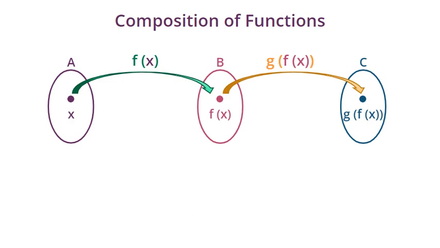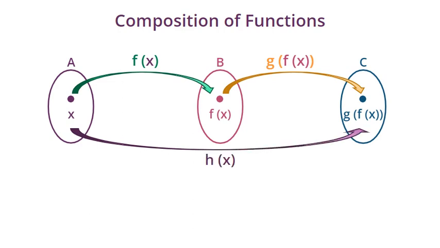Start with the element x in set A. Apply the function, called h of x, to the element x. Its image in set C is called g of f of x.